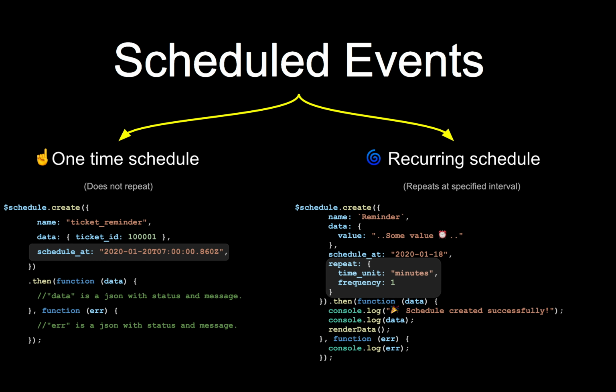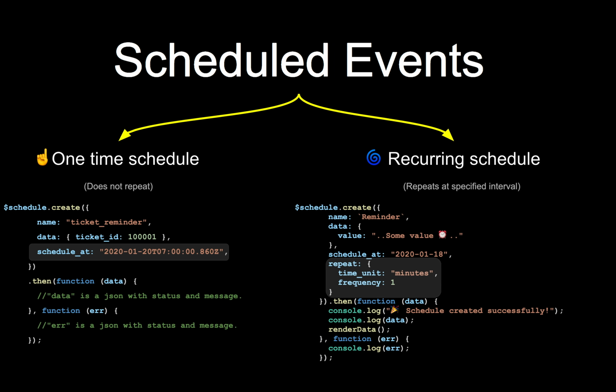Let us look at the object parameter that is passed to the $schedule.create method. You would notice that in the case of one-time schedule, we just have the schedule at property, which specifies the date in the ISO format, and that's it. In terms of recurring schedule, apart from the schedule at property, we also have a repeat property, which is an object that takes two values.